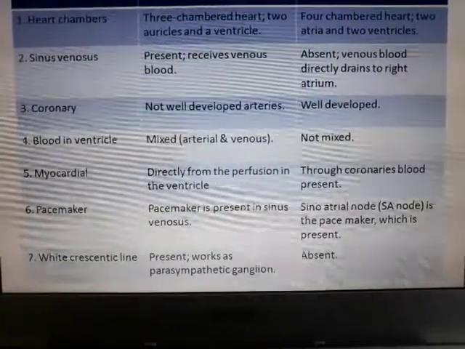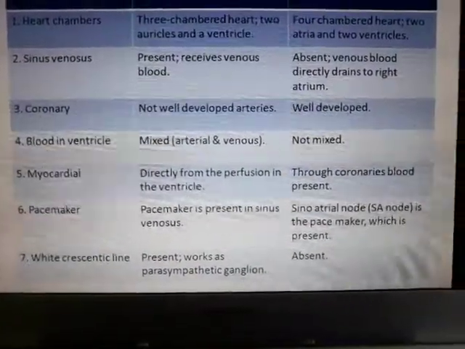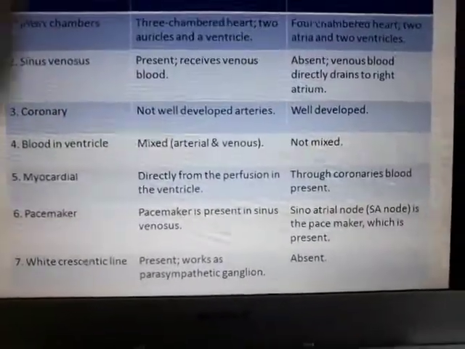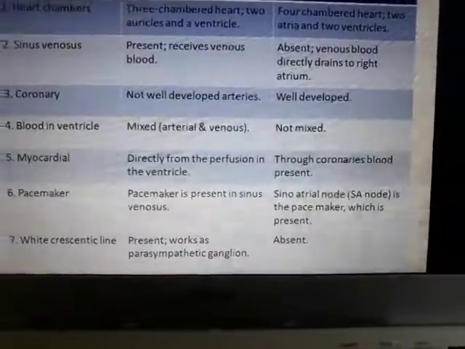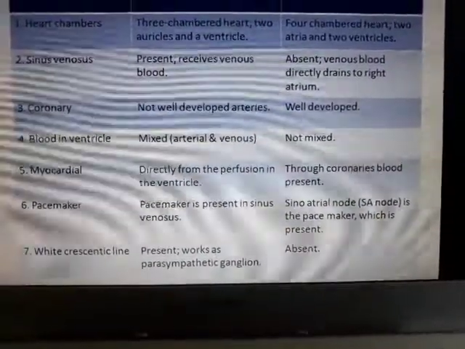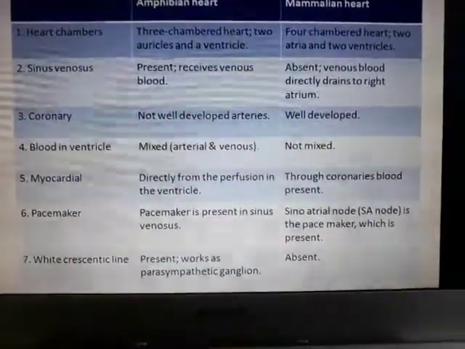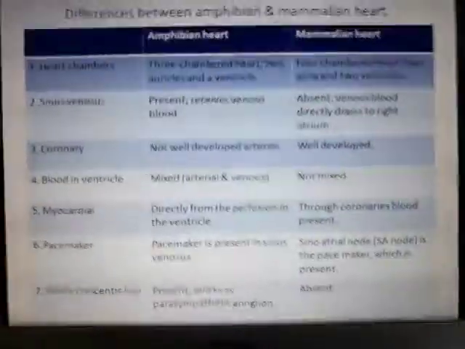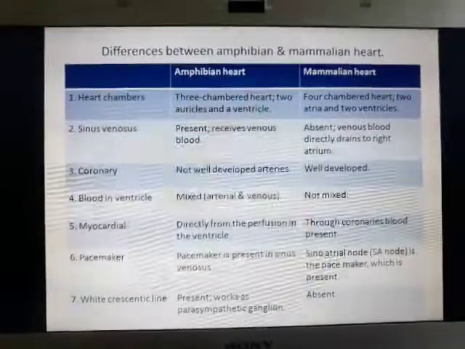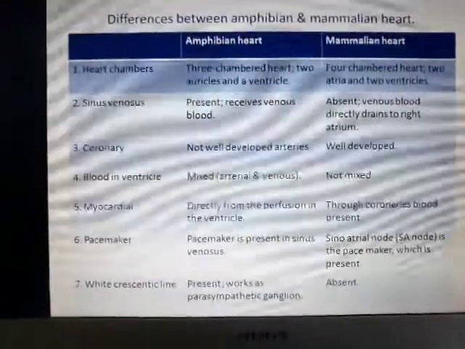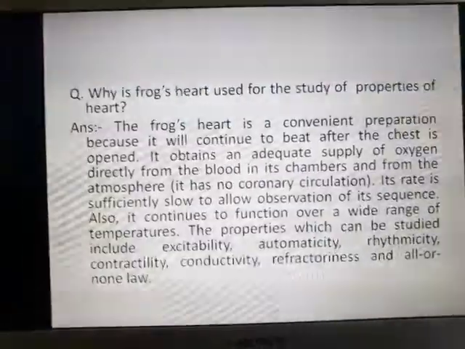White crescentic line works as the parasympathetic ganglion which is present between the auricle and the sinus venosus. Okay, and the crescentic line is absent in the mammalian heart. This table is taken from G.K. Paul's textbook of Practicals of Physiology.